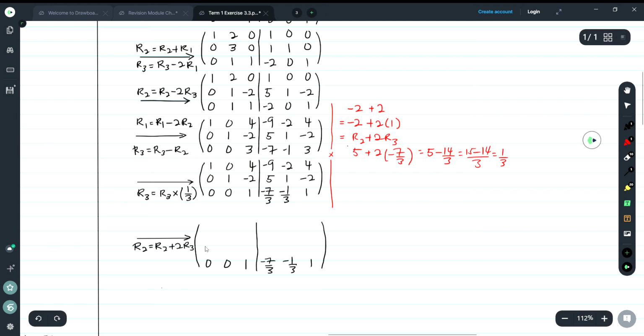The left hand side will be standard, 0, 1, 0. But for the right hand side, we need to discuss the calculation in detail. So R2 plus 2R3. R2 is 5. R3 is minus 7 over 3. So this will become 5 minus 14 over 3. Then we simplify, we get 1 over 3.